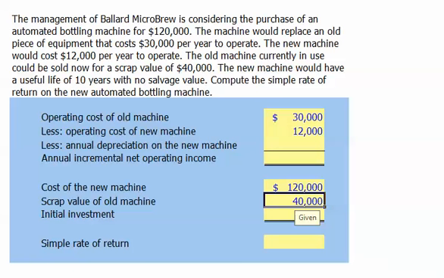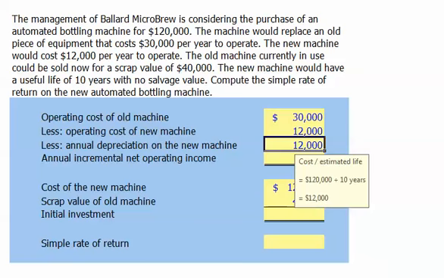We need to begin by calculating the annual depreciation expense on the new machine. That's going to be the new machine's initial cost of $120,000. And since there's no salvage value, we'll simply divide that by the 10-year estimated life. The annual depreciation expense on the new machine will be $12,000.